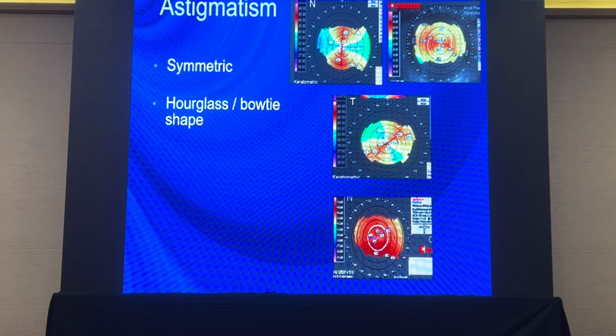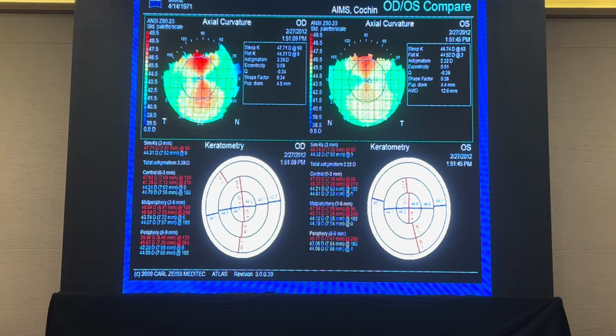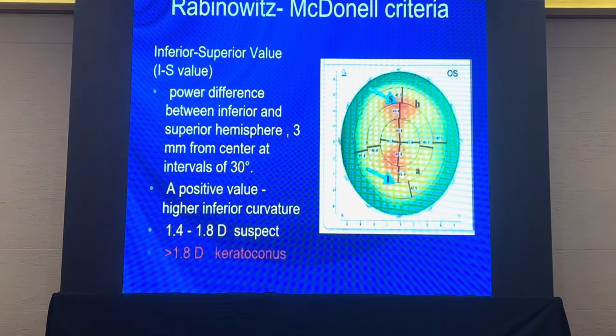So astigmatism looks something like this: a symmetric bow tie pattern, with the rule or against the rule. It can be an oblique astigmatism as well. This is my own topography picture. I don't have keratoconus. This is a symmetric bow tie pattern suggestive of astigmatism. Both the bows of the tie would be symmetric, and these points would be corresponding. That is the important thing.